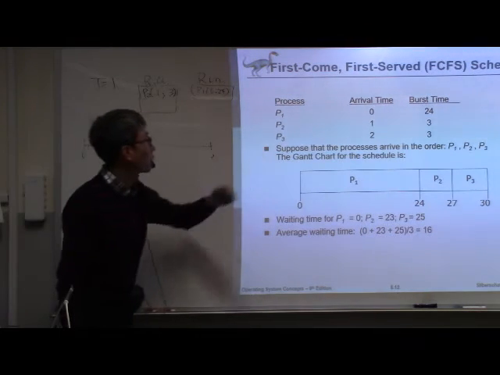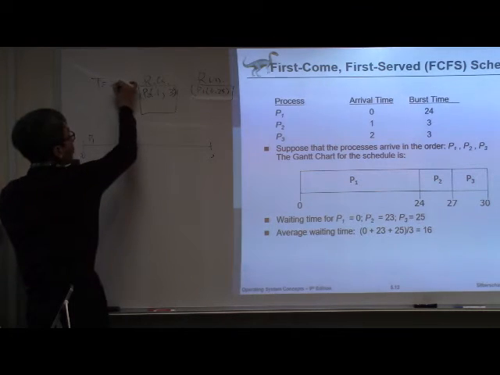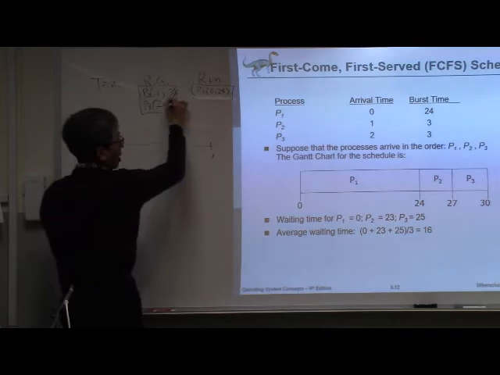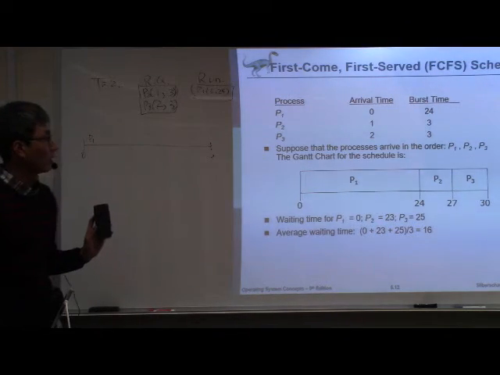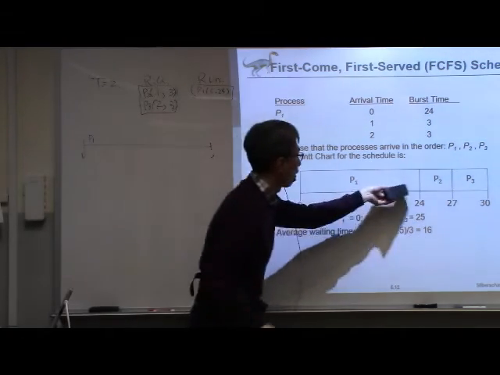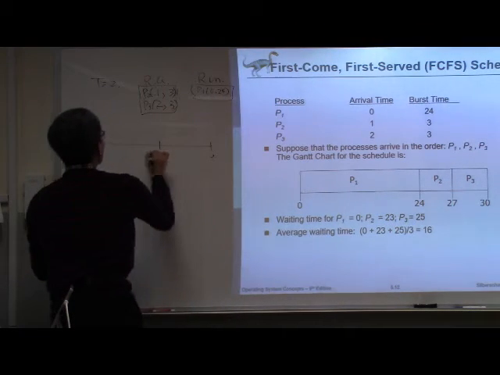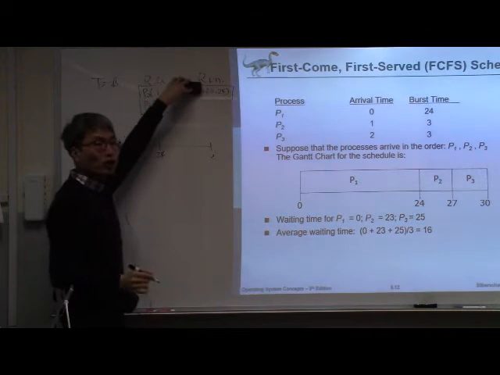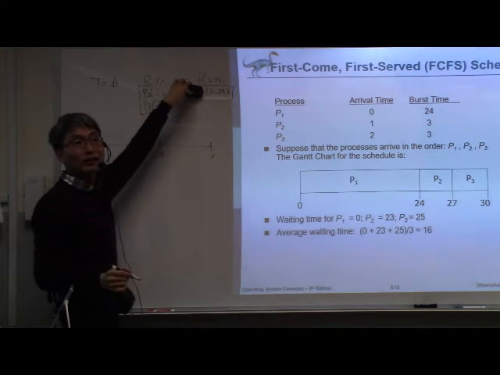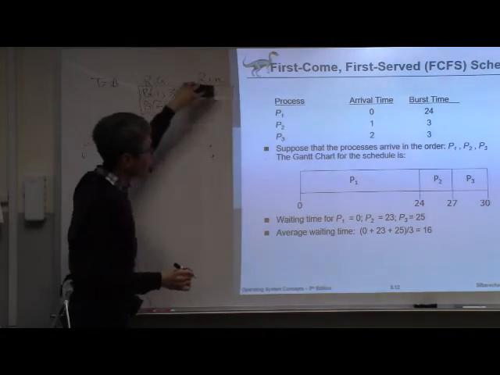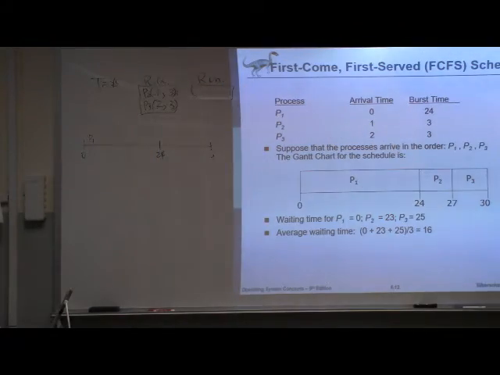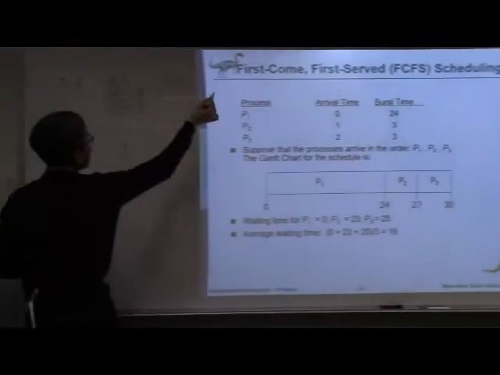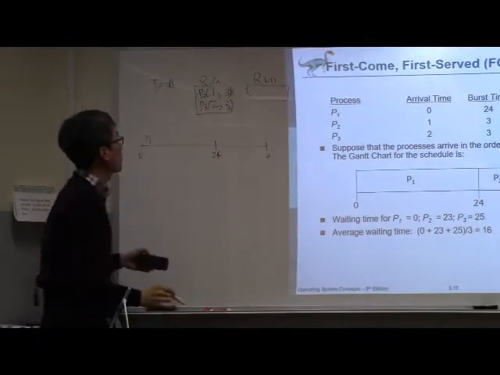Then, meanwhile, process 3 arrives at time 2, with CPU burst time 3. Then, time goes on until 24. So this is 24. This will change into terminate. Okay? In the terminate, it will be invoked. So, the CPU scheduler will select the next process.